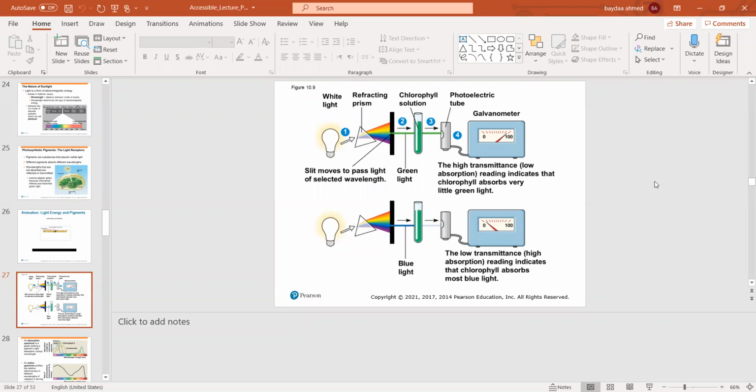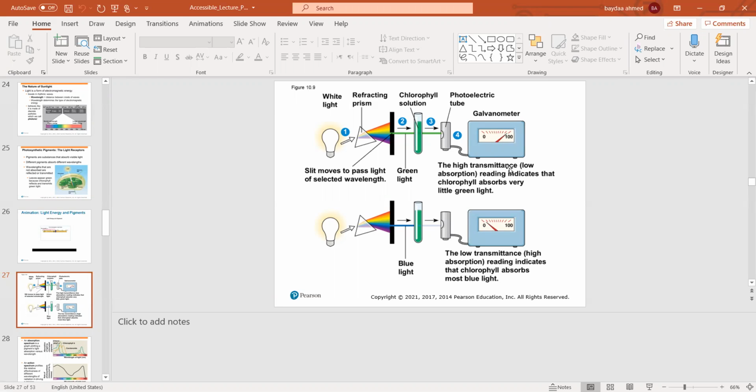The ability of a pigment to absorb various wavelengths of light can be measured with an instrument called a spectrophotometer. This machine directs a beam of light of different wavelengths through a solution of the pigment and measures the fraction of the light transmitted at each wavelength. A graph plotting a pigment's light absorption versus wavelength is called an absorption spectrum.